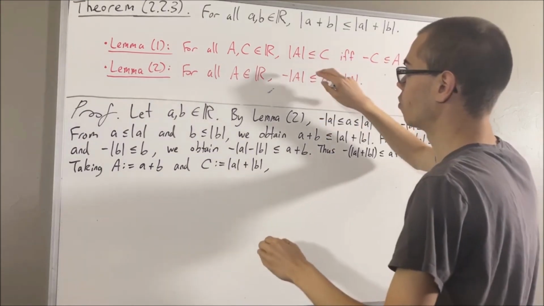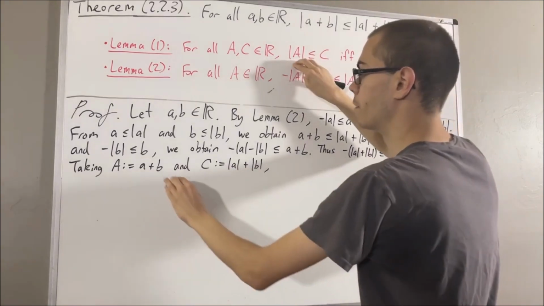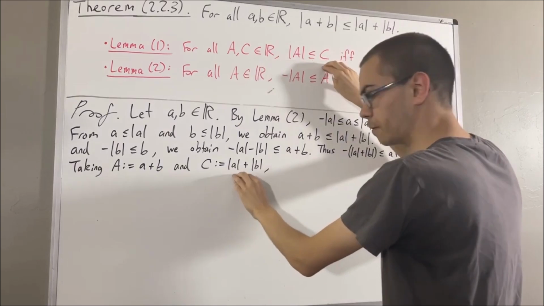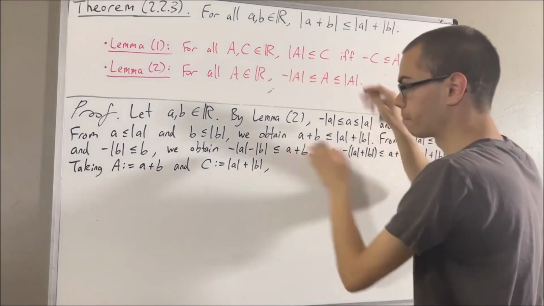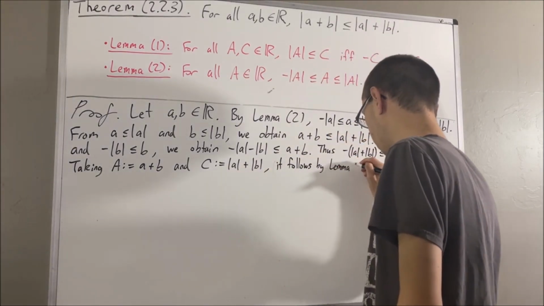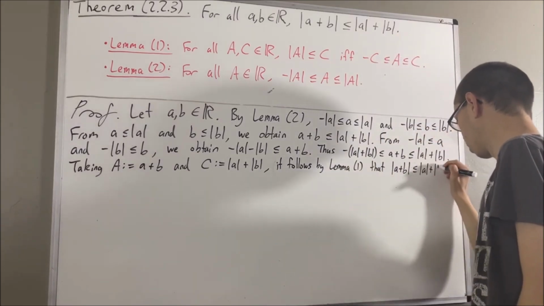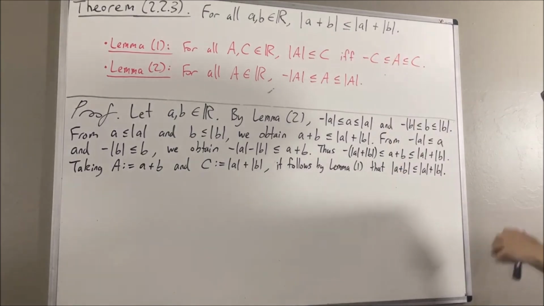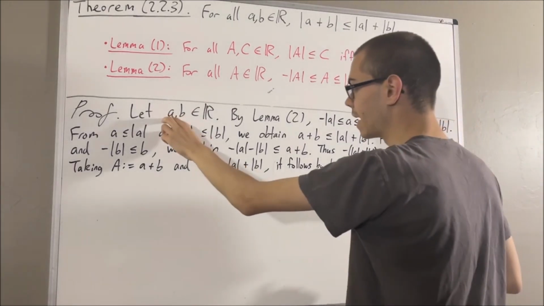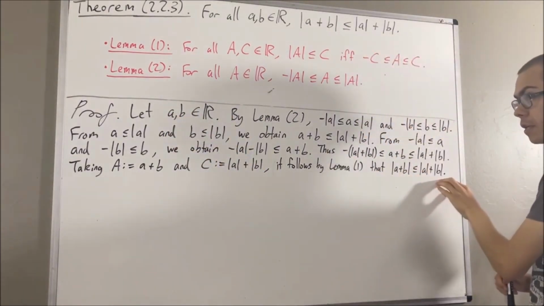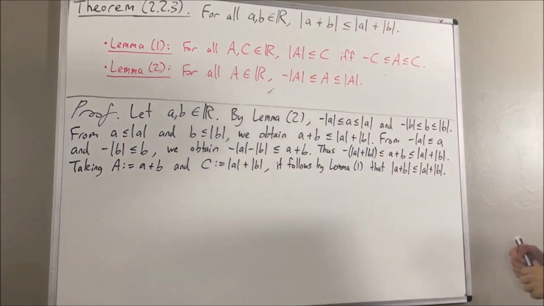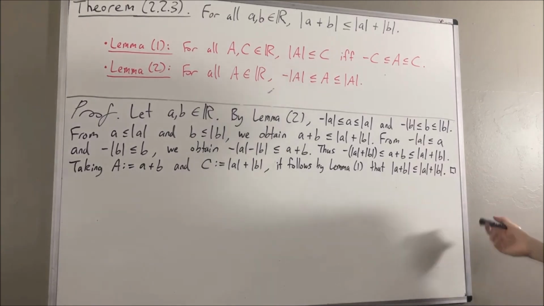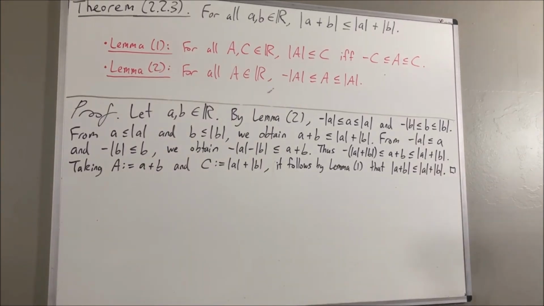In other words, we have that the absolute value of a plus b is less than or equal to the absolute value of a plus the absolute value of b. And this is exactly what we wanted to show. So, given any two real numbers a and b, this is true. And that's exactly what we wanted to prove. So this completes the proof. And so yeah, that's pretty much it for this video.